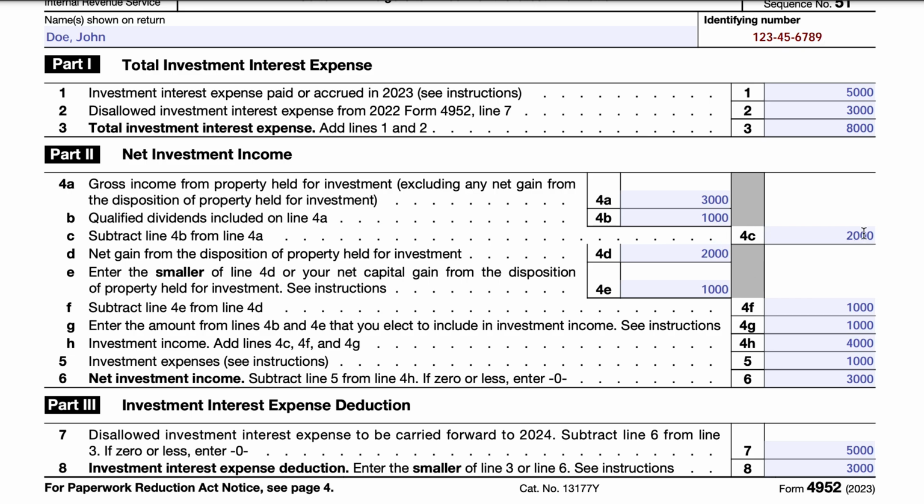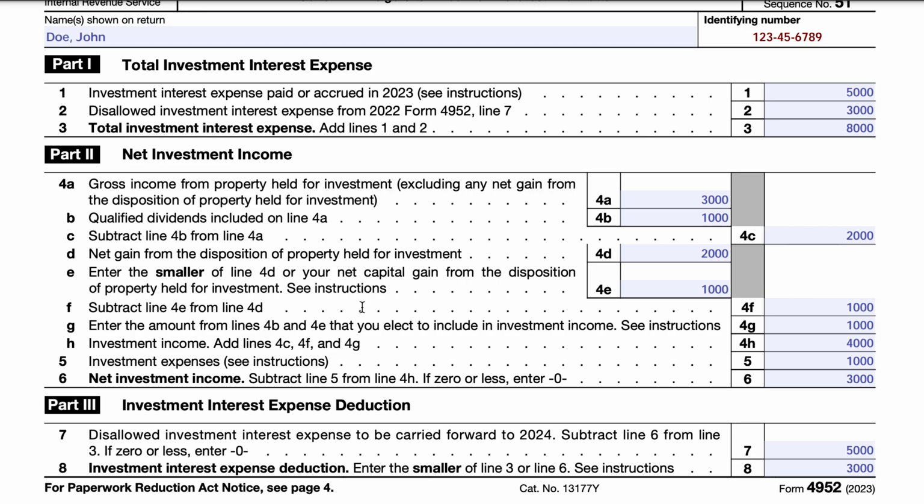So let's just say that line 4C contains the amount of gross income, minus the qualified dividends. In line 4D, we're going to enter the net gain from the disposition of property held for investment. So this is basically your capital gains. When you calculate this amount, you need to include any capital gains distributions from mutual funds and then any capital loss carryovers. So in this case, John Doe realized a net gain of $2,000. And then in line 4E, you're going to enter the smaller of either this amount or the net capital gain from the disposition of property held for investment.